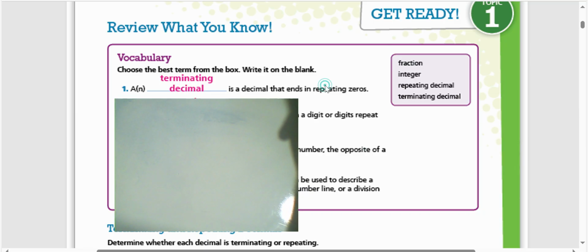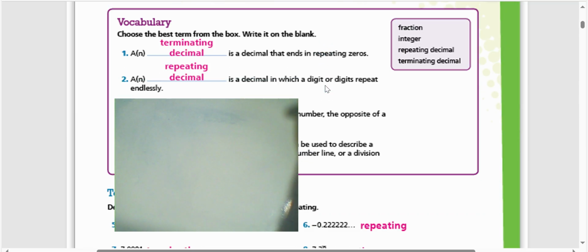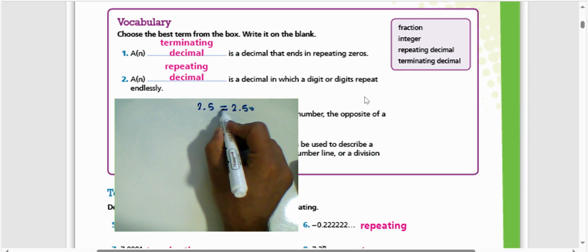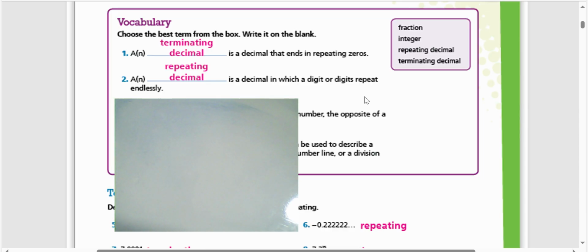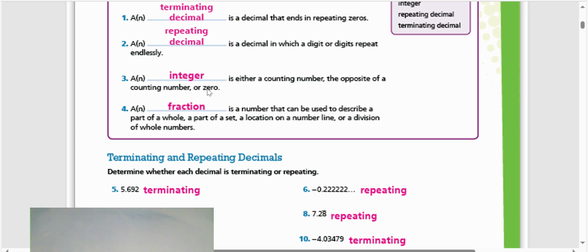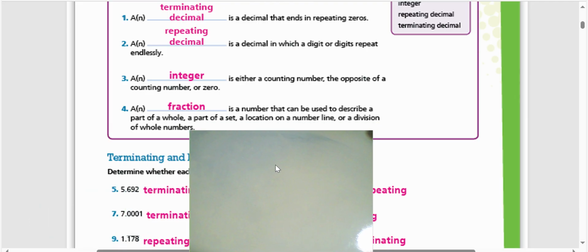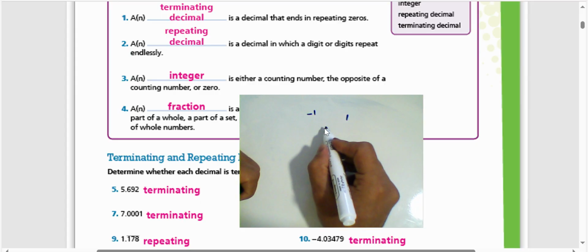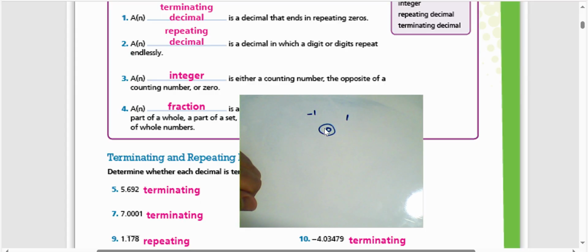Okay, and next definition, vocabulary word: repeating decimal, a decimal in which a digit or digits repeat endlessly. We can compare 2.5 and 2.50. They are equivalent. And next, integer. An integer is either a counting number, the opposite of a counting number, or 0. Like 1, the opposite of it will be -1. Integer numbers like 1, the opposite of it -1, and 0, non-positive and non-negative, we call it an integer.